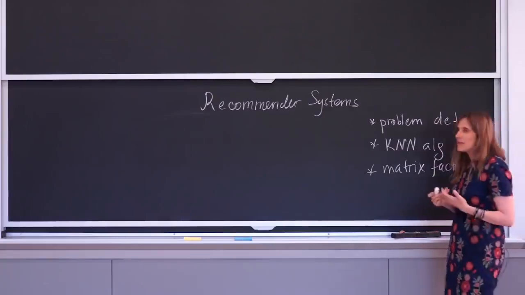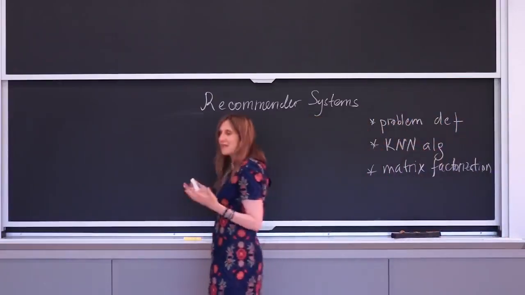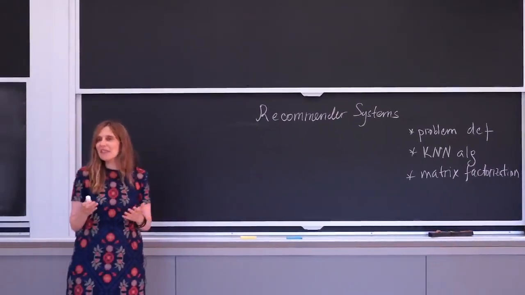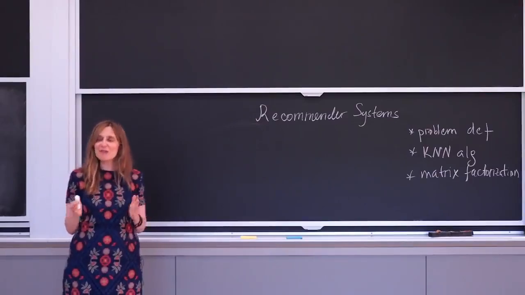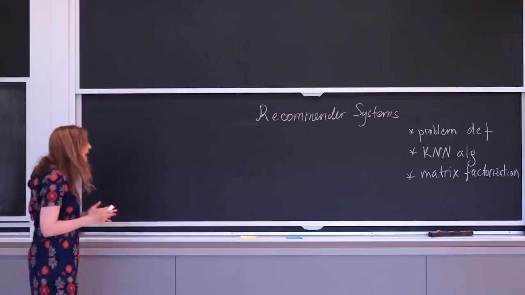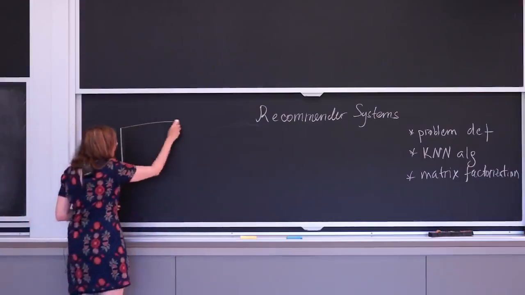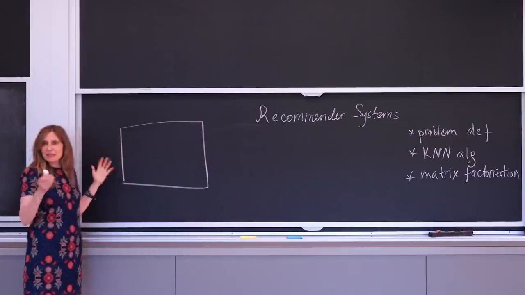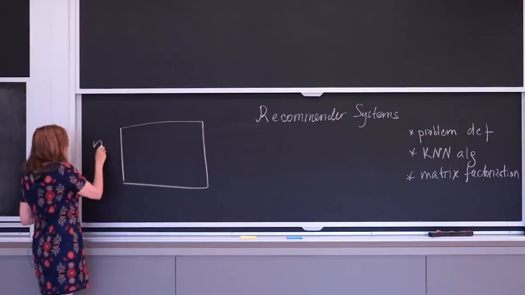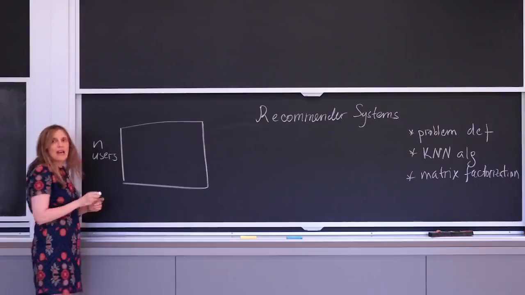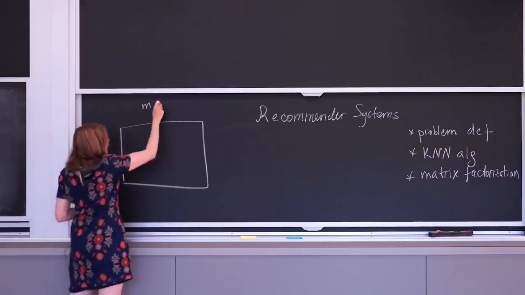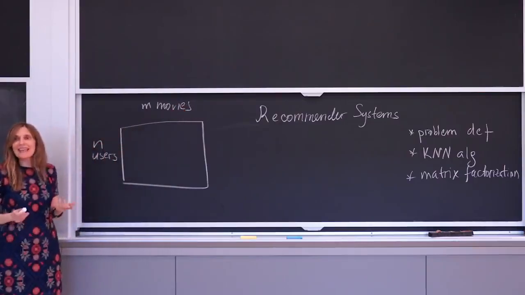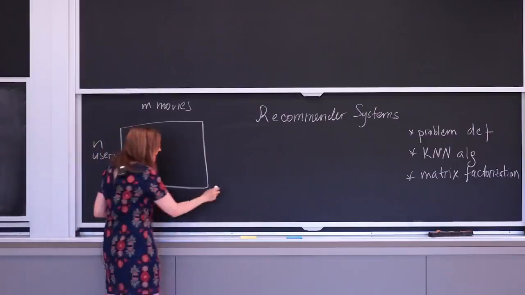Okay, so let's start with the problem definition. I will first introduce the notation that we will be using throughout the lecture, and following the idea of Netflix, just to make it very concrete, I'm going to be talking about users and movies. So imagine you have a very big matrix. Here you would have all possible users in your system. We will assume that we have n users and m movies, so this will be an n by m matrix. The name we will call this matrix is matrix Y.